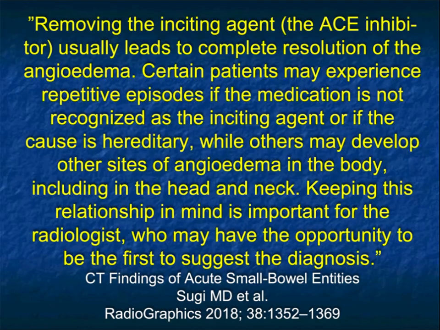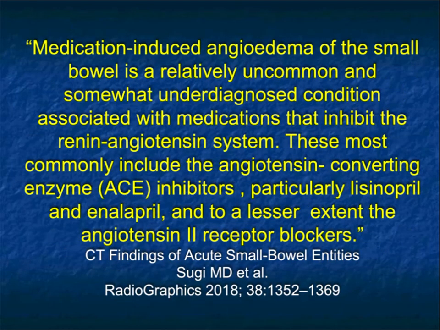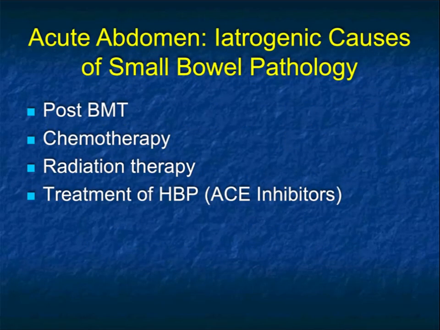Now, it's also true that patients can get this angioedema in other areas, including the head and neck region. But again, think about that possibility. And as I mentioned, there's a range of medications, and I won't go through that. So we've gone through several things: post-BMT, chemotherapy, radiation therapy, and ACE inhibitors. Obviously, I can go through many more different drug reactions, whether it's chemotherapy drugs or hypertensive drugs, a lot of different drugs. We could talk about things that relate to infectious etiologies.